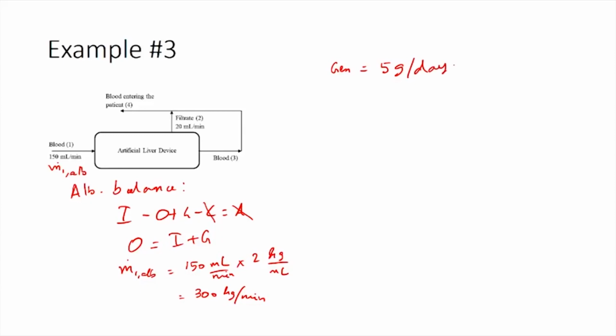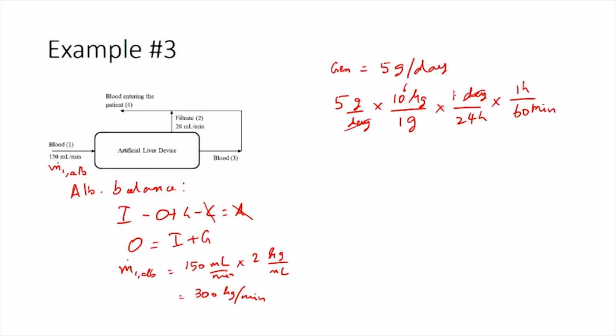This needs to be converted to micrograms per minute. So, how do we do that? 5 grams per day needs to be converted to micrograms per minute. So, 1 gram contains 10 power 6 micrograms, 1 day contains 24 hours, and 1 hour contains 60 minutes. Cancelling out the days, the grams and the hours, we end up with micrograms per minute, and when we calculate this, the value would be generation equals 3.472 times 10 power 3 micrograms per minute.